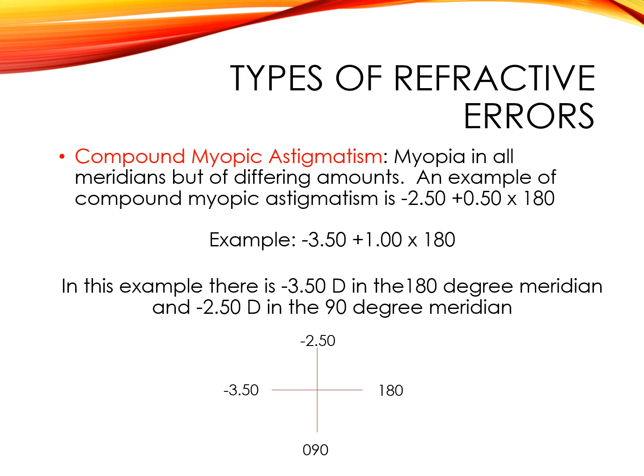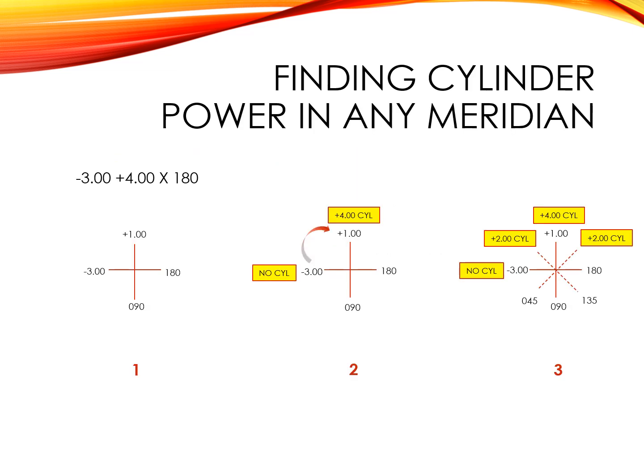Compound myopic astigmatism occurs when there's myopia in all meridians, but they are of differing amounts. The 2 principal meridians contain the most power and the least power, but you can find cylinder power in any meridian. Looking at the first optical cross, let's examine the prescription -3 plus 4 at 180.